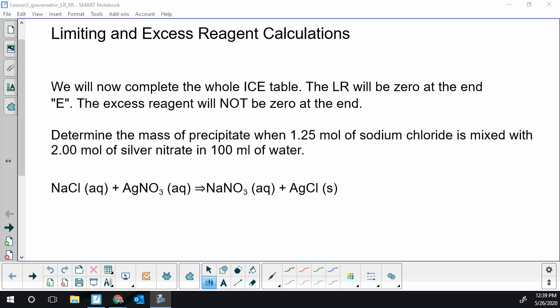Okay, so limiting and excess reagent calculations. We're now going to be able to fill out the whole ICE table. I emphasize the ability to complete the whole ICE table. When you start working through questions, you don't necessarily have to fill it all out, but we'll have those skills to do that. Same as before, the limiting reagent will be 0 at the very end. The excess reagent will not go to 0, and we'll start figuring that out.